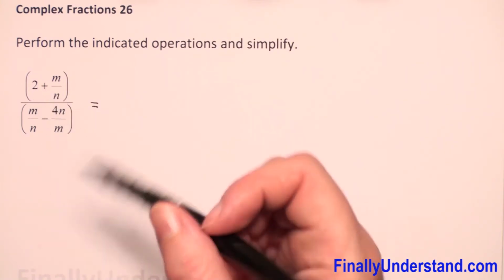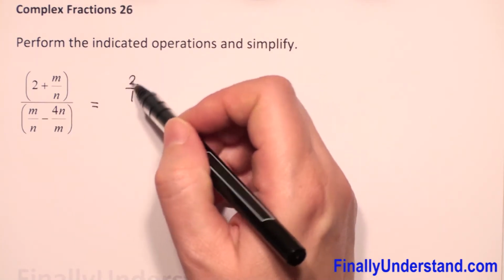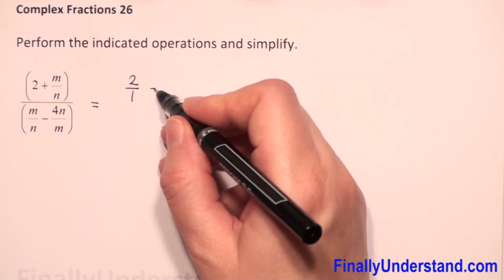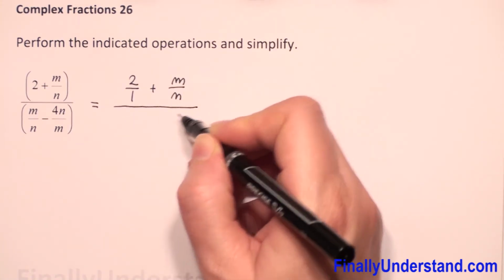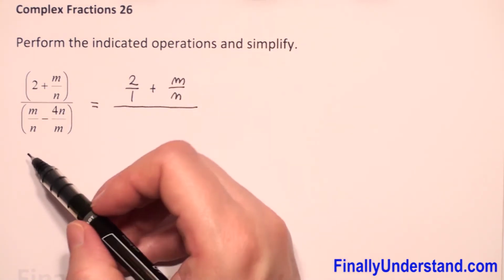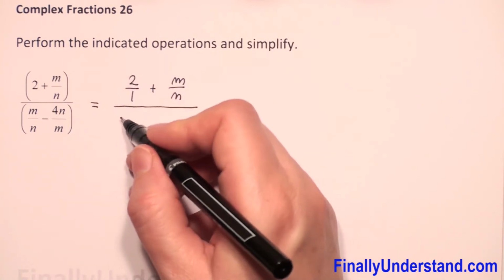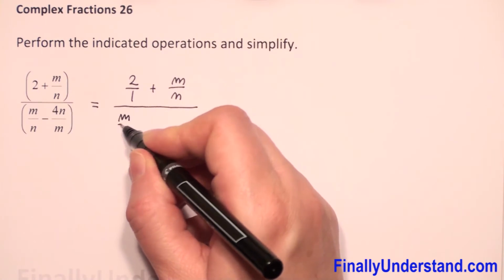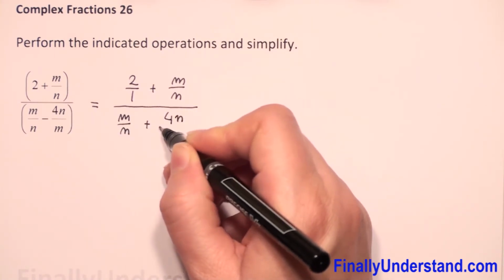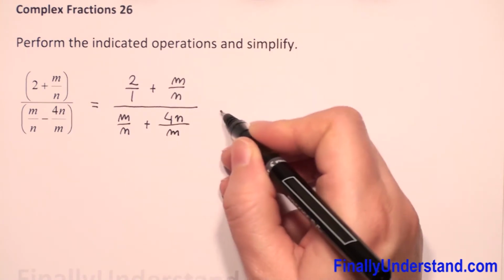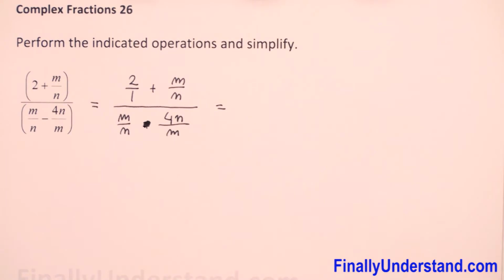So I can rewrite 2 as 2 over 1. I change 2 to a fraction, and we have plus m over n, and we have over. And in the denominator, we have subtraction: m over n plus 4n over m. Of course, here must be minus.